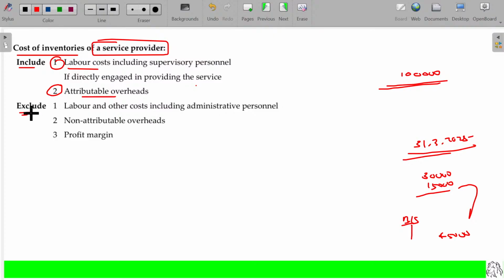And what should not be includable? Labor and other costs, including administrative. The same way you learned for inventory valuation cost, the same will apply here also. Administrative and office expenses will not be taken. Non-directly attributable overhead for the services rendered will not be taken. Profit margin should also be excluded. Usually stocks are valued at their own cost only, so if profit margin is included there, it should be excluded. Clear?